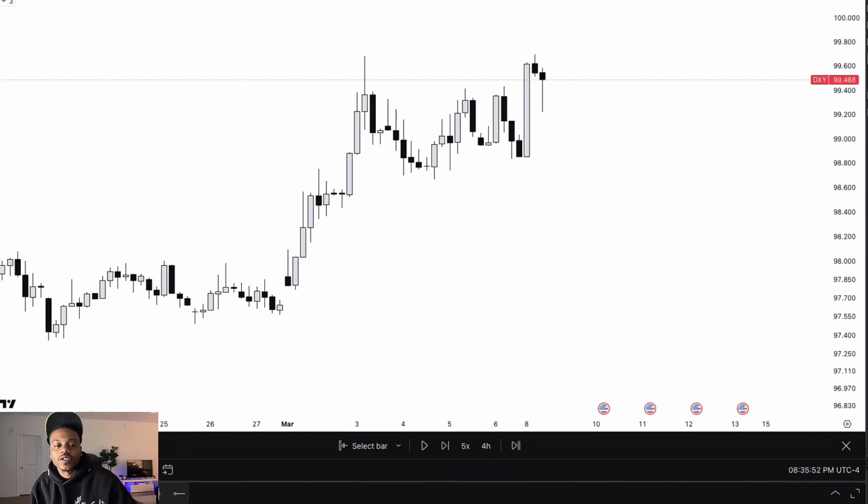The market is constantly looking for liquidity because that's where the money is. So the market is always going to go to where the money is at. It's just as simple as that.